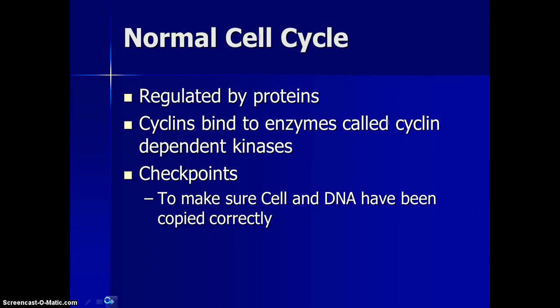The normal cell cycle is regulated by proteins called cyclins, which bind to enzymes called cyclin-dependent kinases. And if you remember, something ending in -ase is an enzyme. These create checkpoints to make sure that the cell and the DNA are copied correctly.